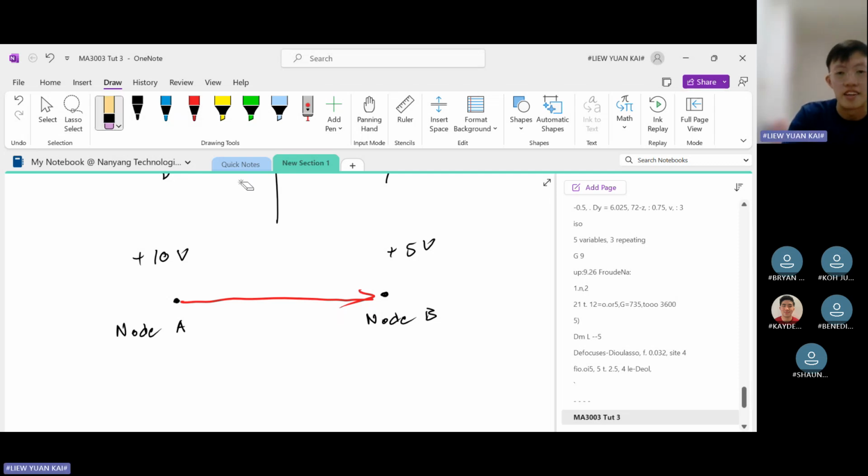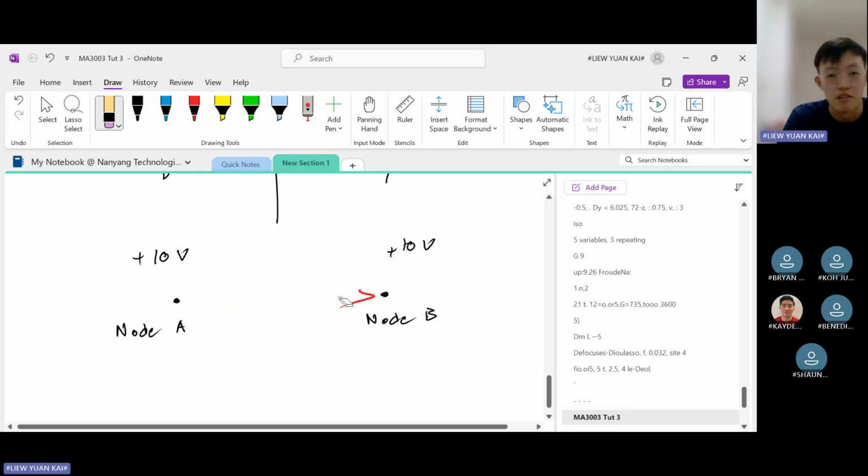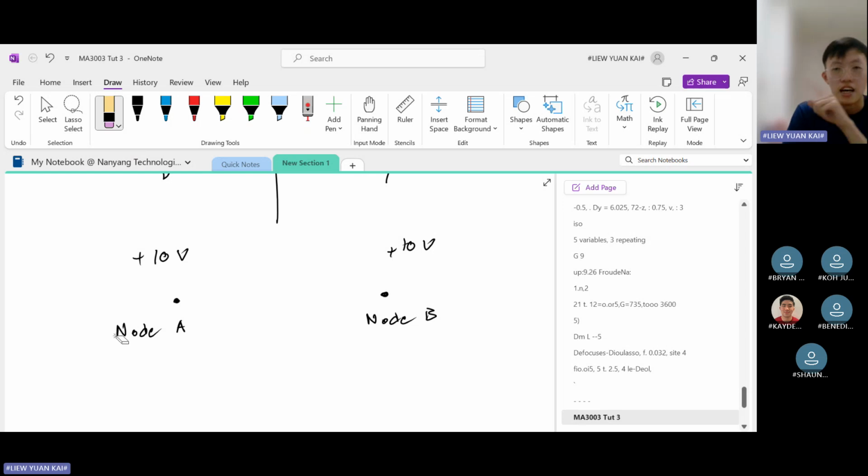But if both of them are 10 volts, then there's no difference in the voltage values, so I cannot drive a current. There will be no current flowing from node A to node B. In fact, they're both the same node because they're the same voltage value. Now let's talk about temperature, how temperature corresponds to voltage.